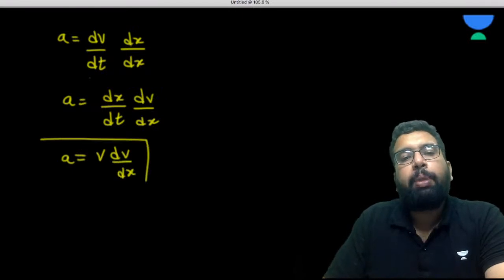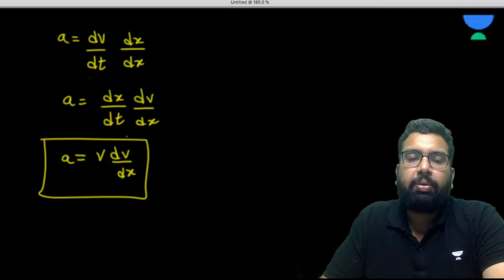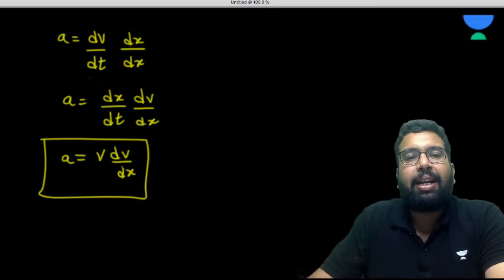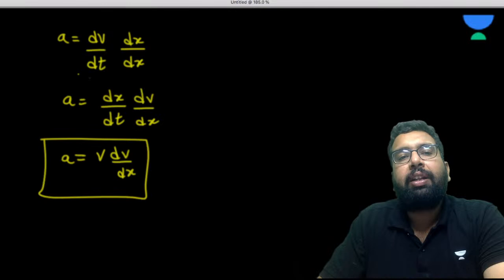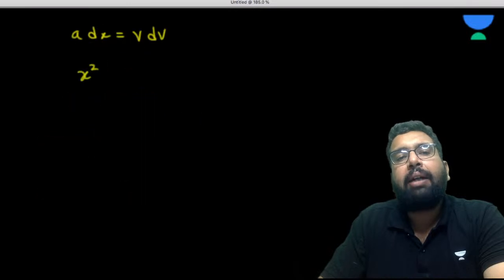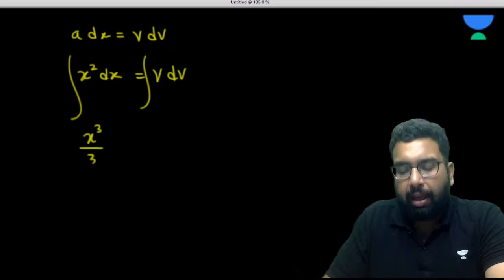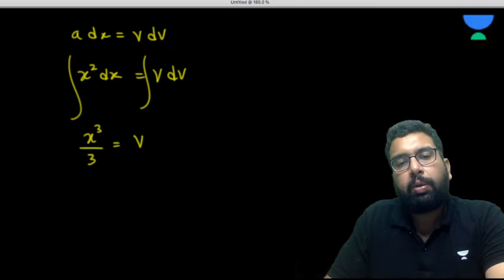So many times people memorize this as well, but this is where it comes from. Okay, so acceleration is equal to v dv by dx. So now can I write it as a dx is equal to v dv? Now a is equal to x square, so x square dx is equal to v dv. Now if I integrate both the sides, can I get x cube by 3 is equal to v square by 2 plus c.